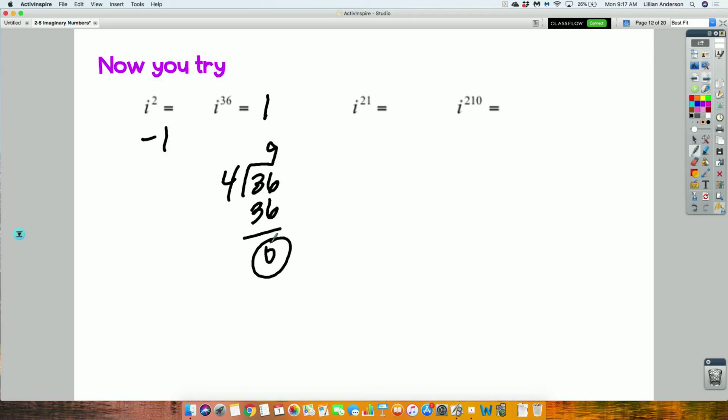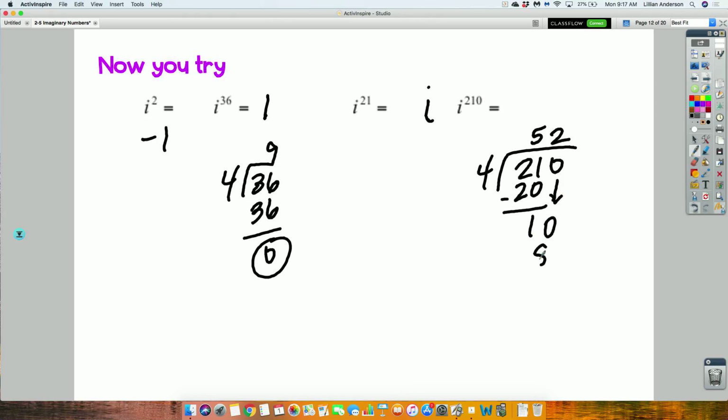What about I to the 21st? I. Very good. Would you like us to do the 210 with your counting method? Definitely not. 210 is a prime example of why you should not use that counting method of going down the line and counting. When I divide 210 by 4, that goes in 5 times. Bring down the 0, that goes in twice with a remainder of 2. So this is equal to what?